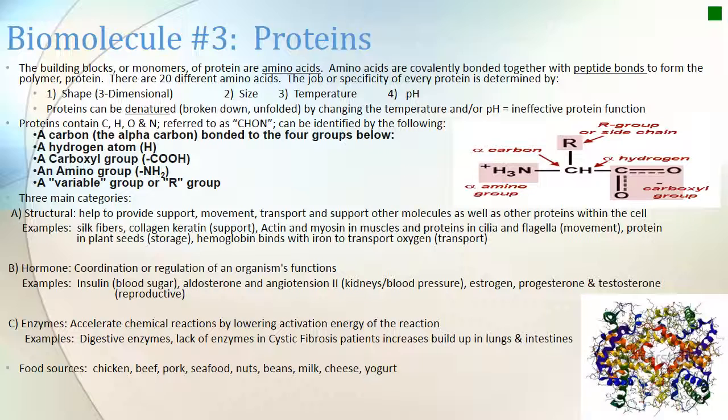Sources. Hopefully you're eating very well, but some healthy sources of protein are chicken, lean meat such as lean beef, pork, seafoods, non-fried particularly, are a lot healthier to reduce the amount of lipids and the fats that are the unhealthy fats. Nuts, beans, milk, cheese, and low-fat yogurt are also healthy choices of protein.